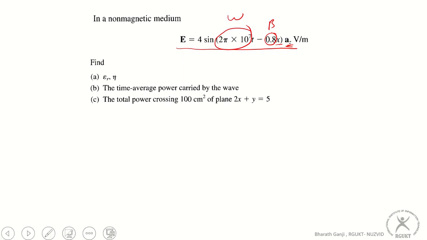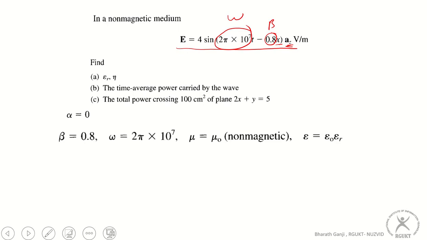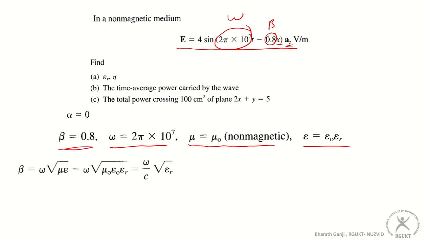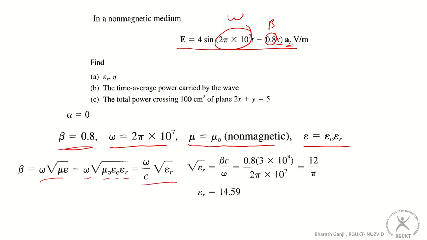So how do you get epsilon r? Here alpha is 0, so beta is given as 0.8, and your omega is given as 2 pi, and mu is a non-magnetic medium, so mu r is taken as 1. Epsilon is nothing but epsilon naught into epsilon r. So beta is omega into square root of mu, omega into, you can write it as mu naught, epsilon naught and epsilon r, and mu r is taken as 1. It becomes omega by c square root of epsilon r, but beta is already given, it is 0.8.